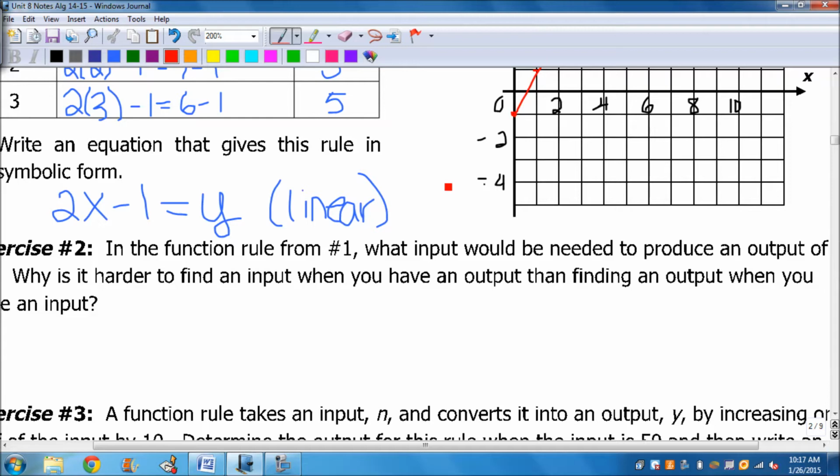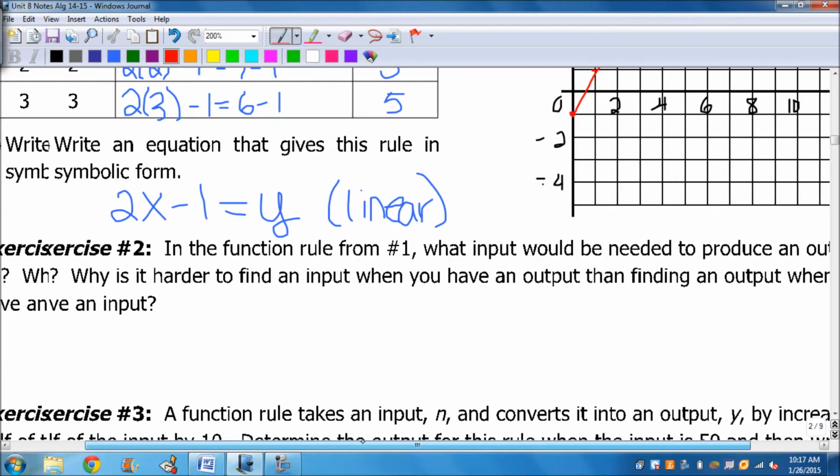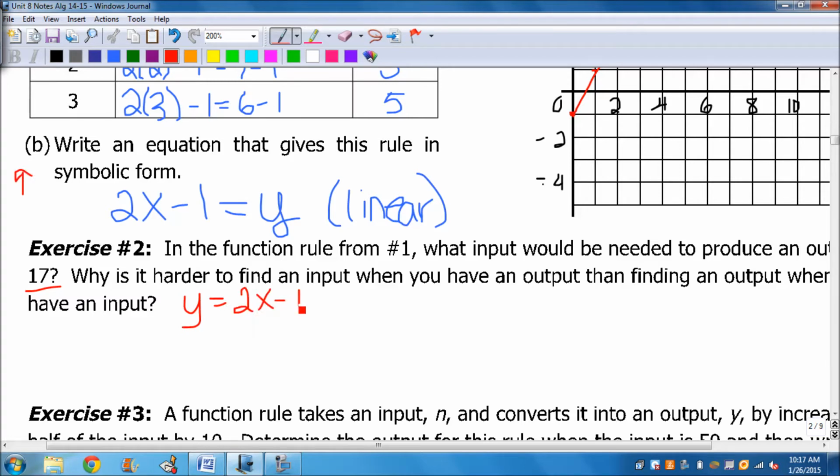So hopefully you got 9, but let's talk about why the answer is 9 algebraically. This time we have our output. We know the y value. So if our equation that we figured out in part B right here is y equals 2x minus 1, all I have to do is plug 17 in for y. So 17 equals 2x minus 1, and then you just have to solve this equation. So add 1 to both sides, you get 18 equals 2x. Divide everything by 2, you get 9 equals x. So your input would be 9.